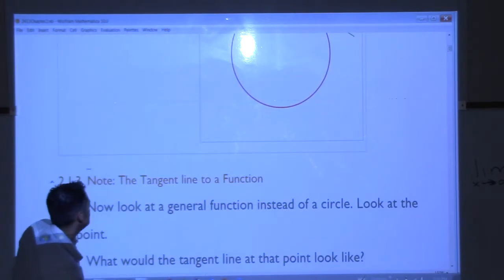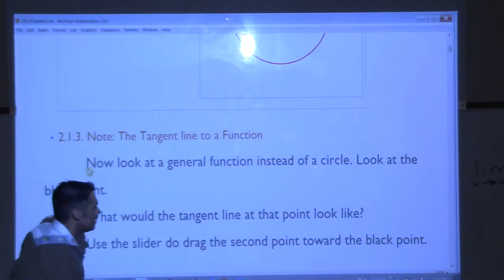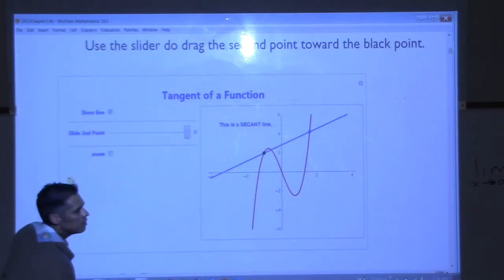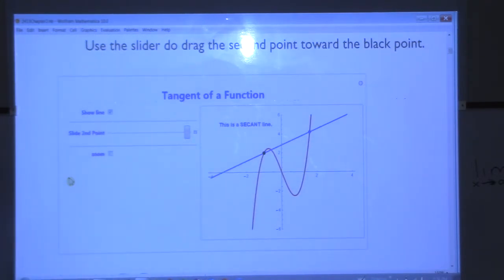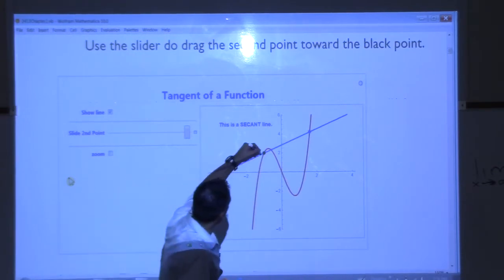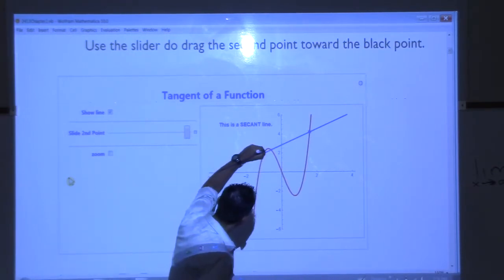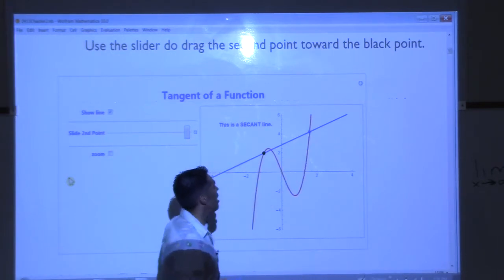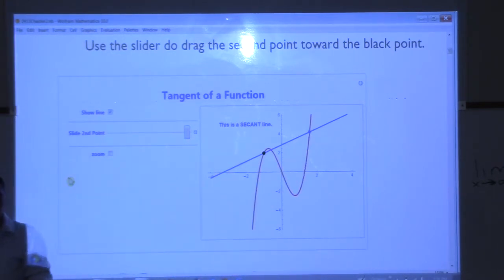So now, let's take that idea and extend it to a function. So let's say I give you a function. There it is. Let's say I give you this point right here, which I'm going to call a base point right there. Okay? And then I pick some other point on the function, and I draw a line through those. That is going to be what we call a secant line. It is a line passing through 2 points.